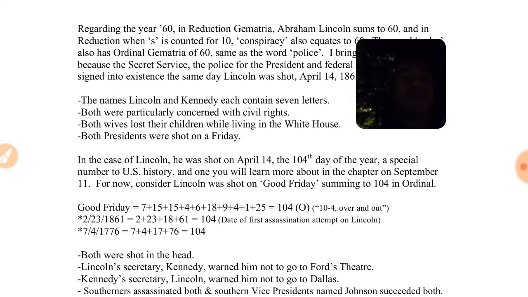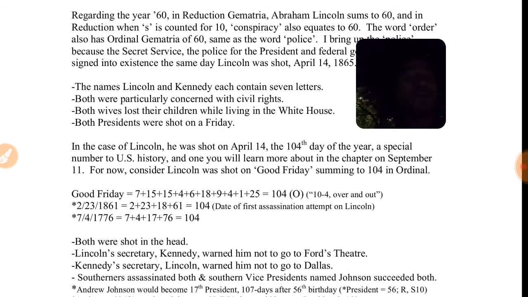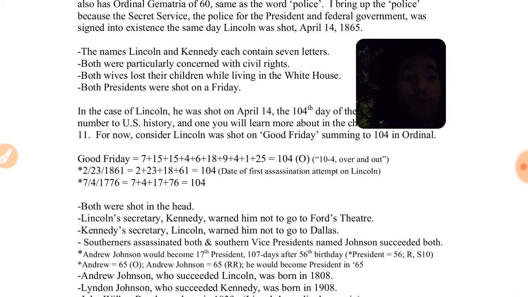In the case of Lincoln, he was shot on April 14th, the 104th day of the year, a special number to U.S. history, and one you will learn more about in the chapter on September 11th. For now, consider Lincoln was shot on Good Friday, summing to 104 in ordinal. Good Friday is 104 in ordinal, like that, 10-4, over and out. Like April 14th, 2/23/1861 was the date of the first assassination attempt on Lincoln, and that's 104. And then 7/4, July 4th, 1776 equals 104.